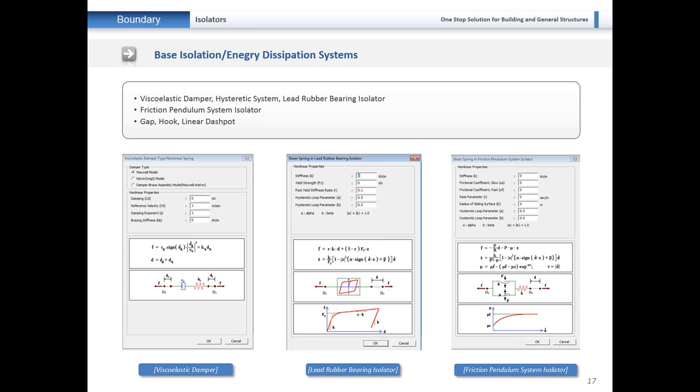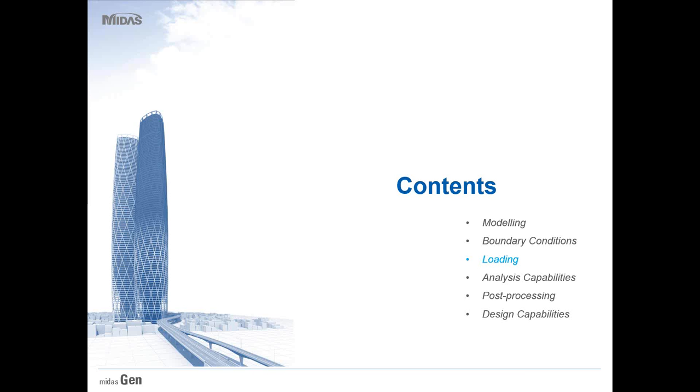Next is the base isolation and energy dissipation system, which is generally used to control vibration. Base isolation is a technique by which you can reduce the vibration of the building. You have to install one mechanism into your building at the base level. At the time of an earthquake, the entire footing moves and again comes back. That type of mechanism you have to model, and we have that capability. We have viscoelastic damper, hydrostatic system, lead rubber bearing isolator. These are the types of base isolation that we have.